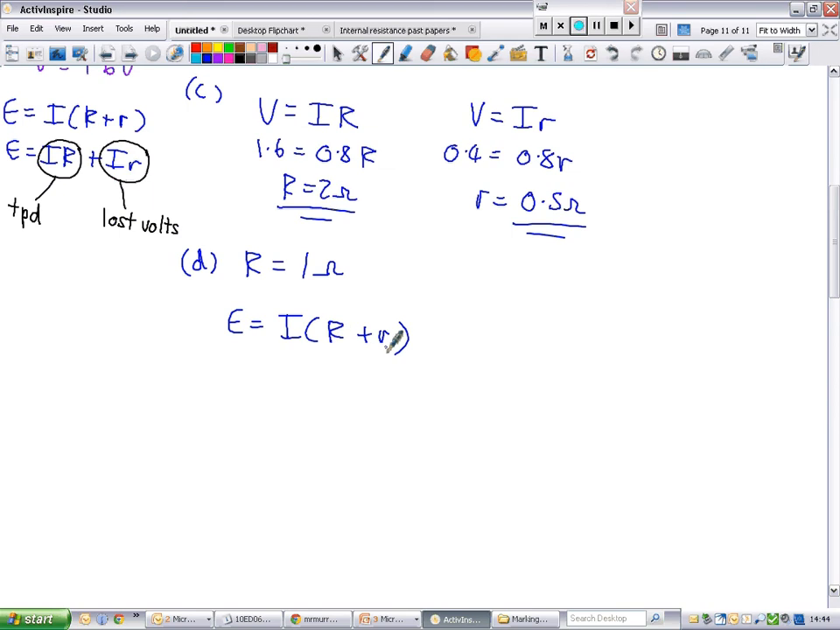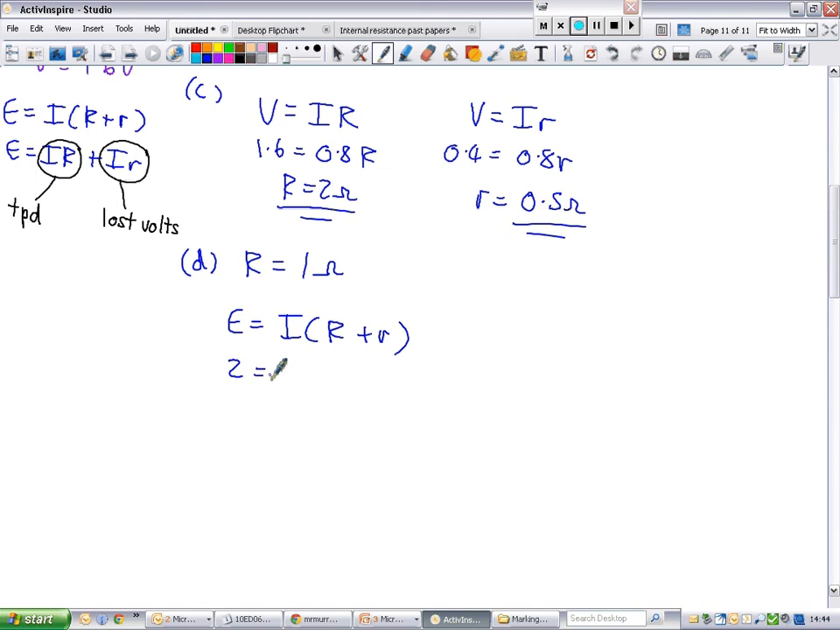Internal resistance. That's something that's never going to change. If you know the internal resistance of a battery, it's always going to have that internal resistance. That's just due to the chemicals in the battery. That's not going to change due to a change in external resistance. So this still remains 0.5. That's really what that question is designed to test. EMF is still 2. Again, that's something that does not change.